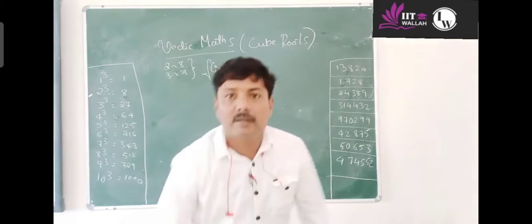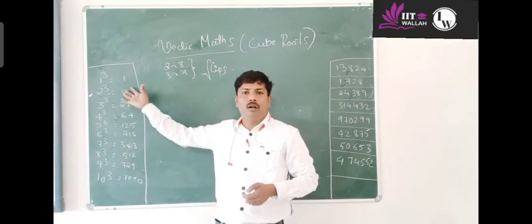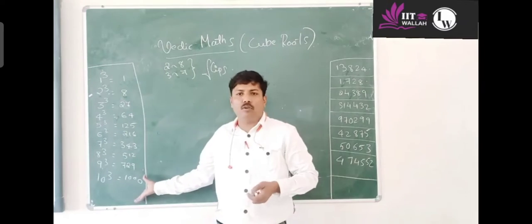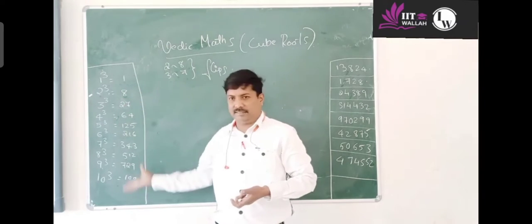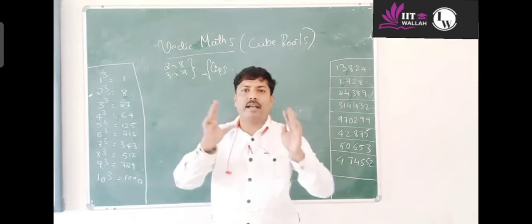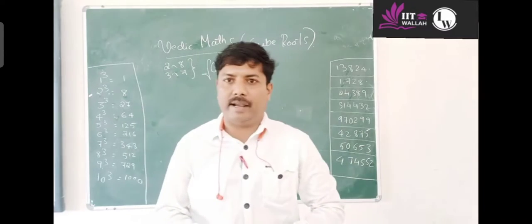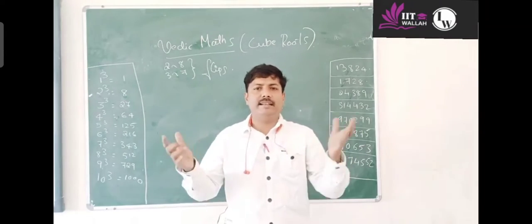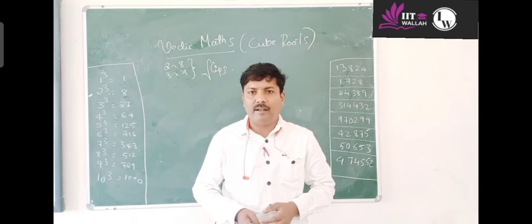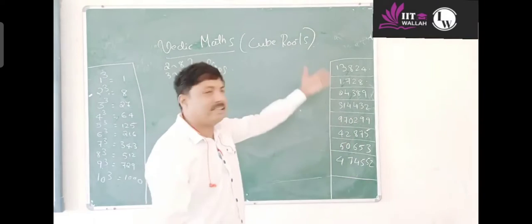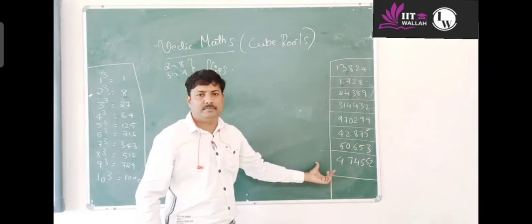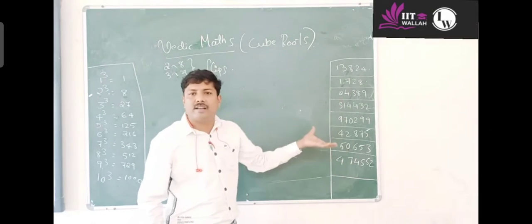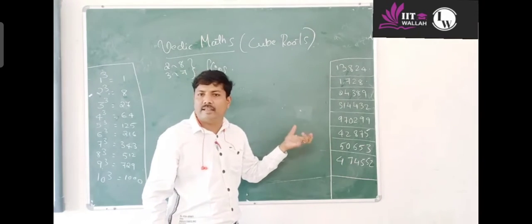Okay? I hope all of you understood this. You can easily memorize this. Right? 1 to 10 cubes should be there in your mind. Then we can find the cube root of any big number up to 8 digits very easily, within 2 or 3 seconds. Okay? To do that, I have already written here some perfect cubes. We will check how to find the cube root by using Vedic mathematics.